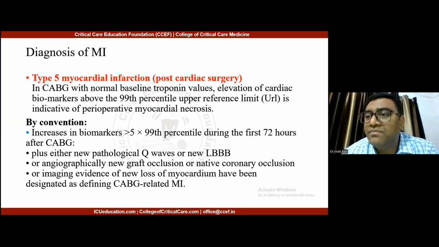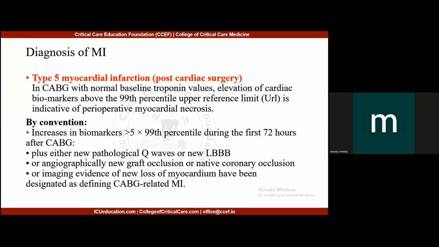Any expert comment from Meeta ma'am, Dr. Aditi? No, I think you've covered it.